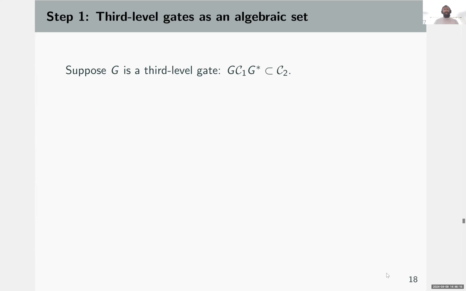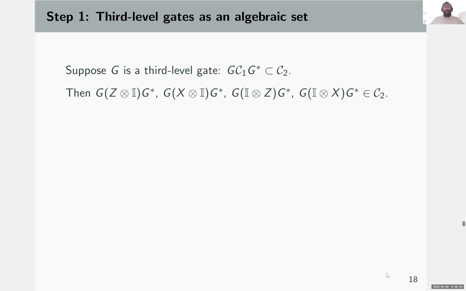Okay, so basically I'm just gonna explain the idea of how we do this. So let G be some third level gate, right? And so it's a two qudit third level gate, and we want to show that it's semi-Clifford. So the definition of third level is that if you conjugate some Pauli, you get back a Clifford. Okay, so because it's two qudits, that means there's four basic Paulis, Z and X on the first qudit and Z and X on the second qudit.